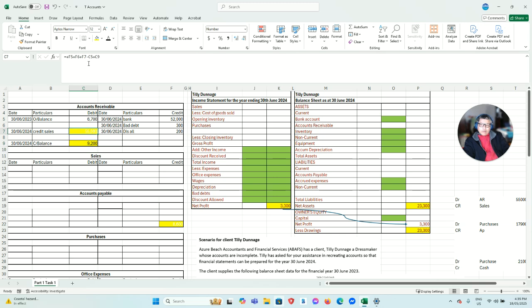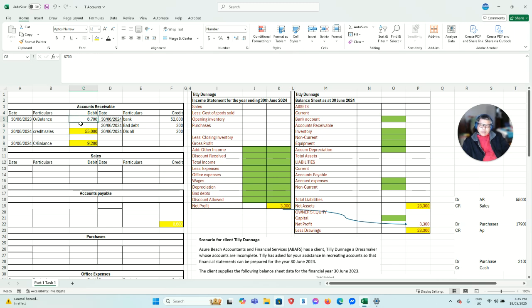Okay, so here is the formula, right? Add all these three, plus this, minus this, and plus this one back. Okay, so that's the amount. What we have in here is 55,000. So you can check that balance.